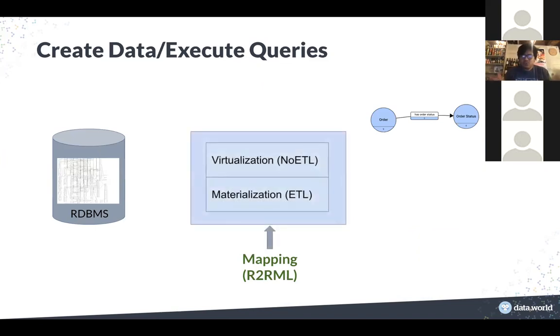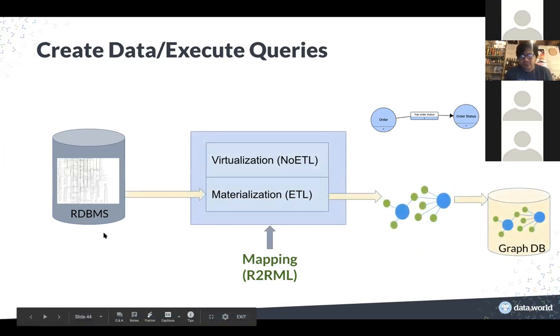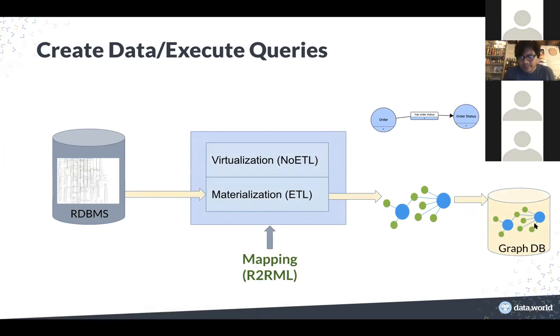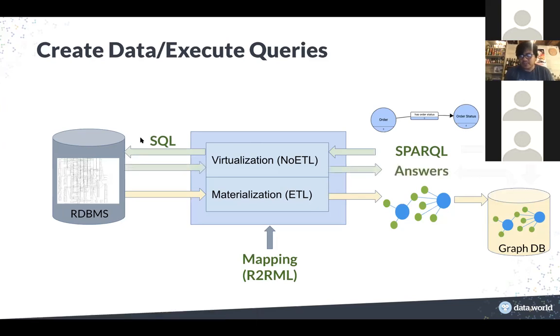There are usually two approaches that people take. In a materialized approach, you extract the relational data, you transform it to a graph, and then it gets loaded into a graph database. Or in a virtualized approach, you have a graph query, in this case a SPARQL query, in terms of your knowledge graph schema, and then using the mappings, it gets translated into a SQL query down to the source, and then the results come back.